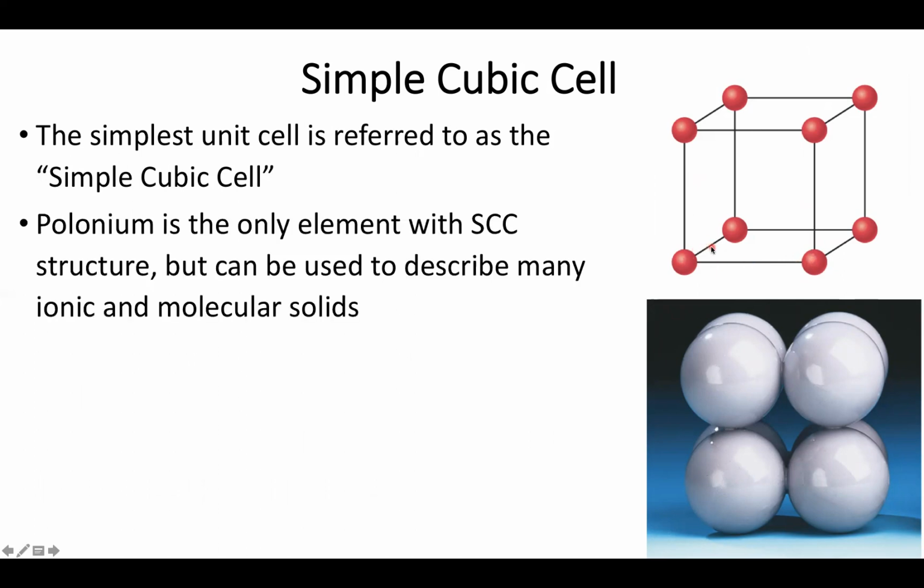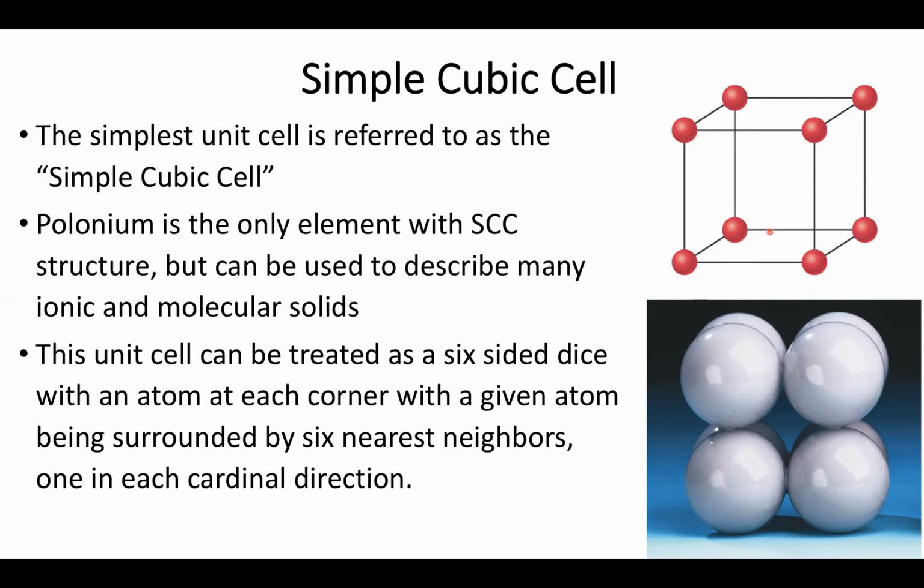Now, this actually doesn't occur that commonly when we're looking at elemental species. The only really good example of this is going to be polonium. However, we can use it to describe a lot of different ionic and molecular species, where you can have maybe one molecule occurring at every vertex, or where you have this as the base structure and something consistently fills in the middle. As a result, it's a very good place to start, especially because it's fairly easy to describe.